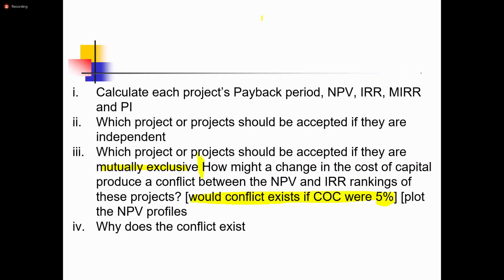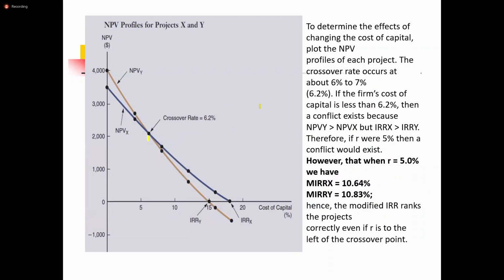Then you can draw the NPV profiles using rates like 4, 8, 12, 6 or any scale. So you will have the crossover rate about 6.2%. Now, I extracted this from your recommended textbooks. If you draw these NPV profiles, you can see the crossover rate is around 6.2%.